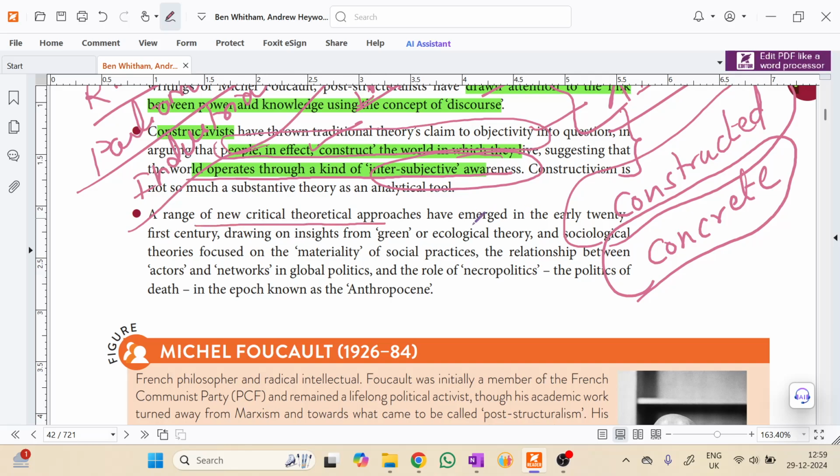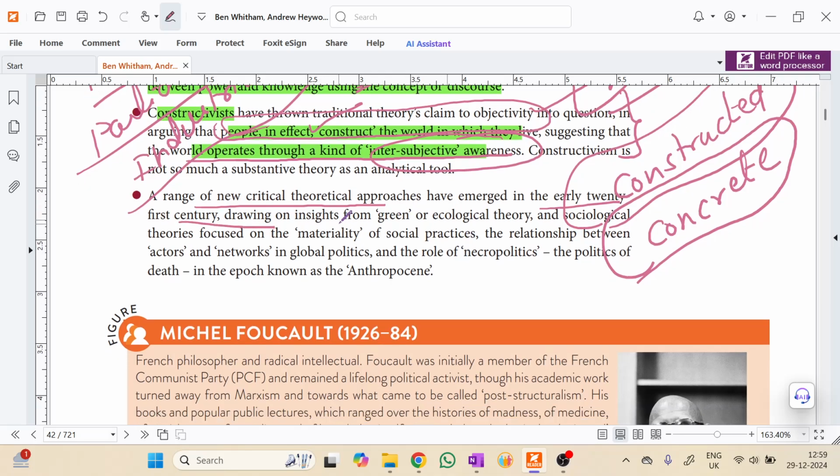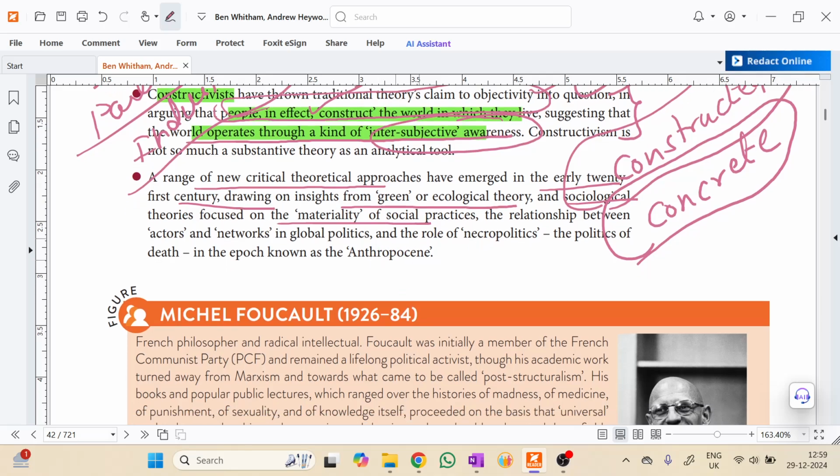Then a range of new critical approaches have also emerged in the early 21st century, that draw insight from green or ecological theory, sociological theory, and all of them can be known as the creation or thoughts of Anthropocene. Anthropocene means the age of humans.